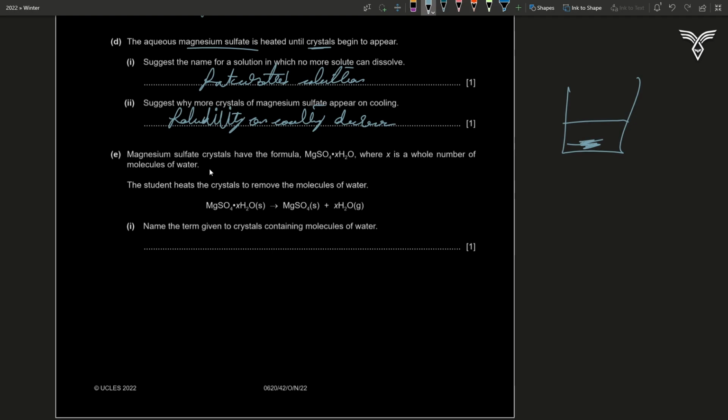Part E. Magnesium sulfate crystals have the formula MgSO4 into an unknown value of water, because it's hydrous, where X is a whole number of molecules of water. The student heats the crystals to remove the molecules of water. This is the reaction: xH2O. Name the term given to crystals containing molecules of water. Crystals that have water are hydrated, and those that don't have water are anhydrous.